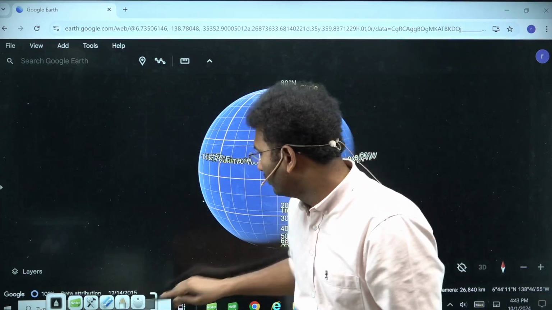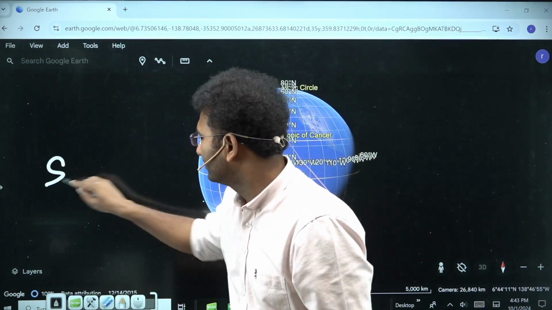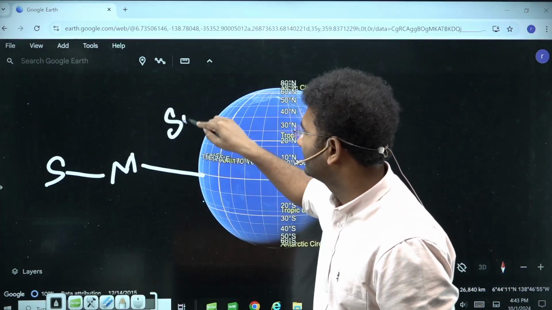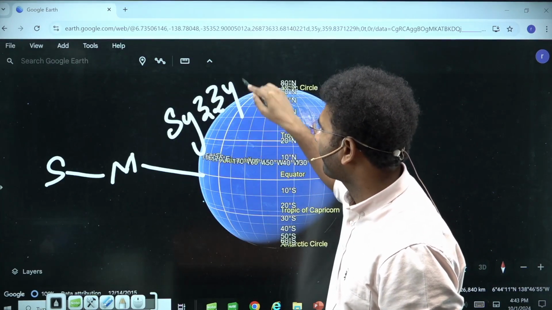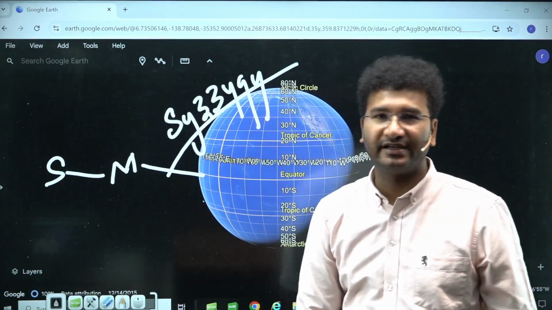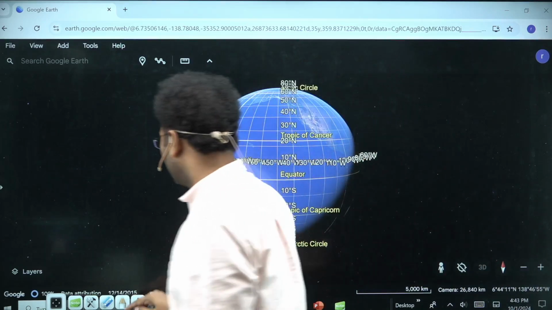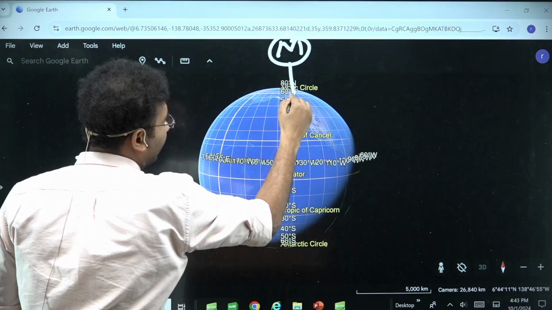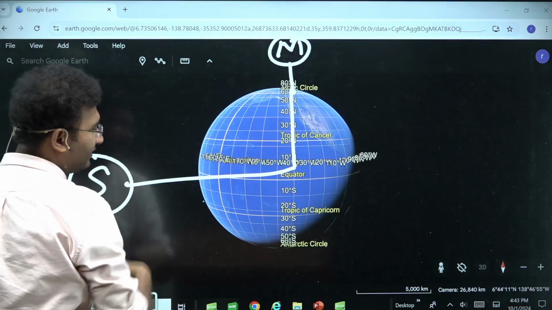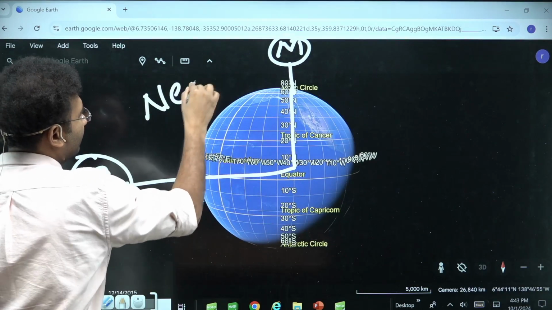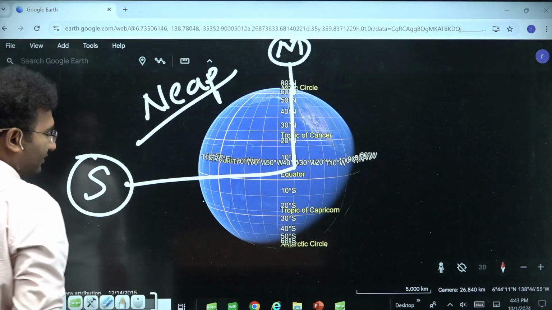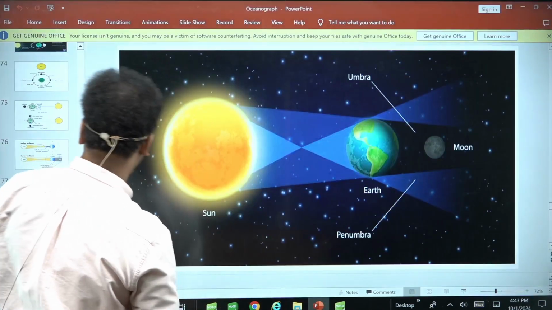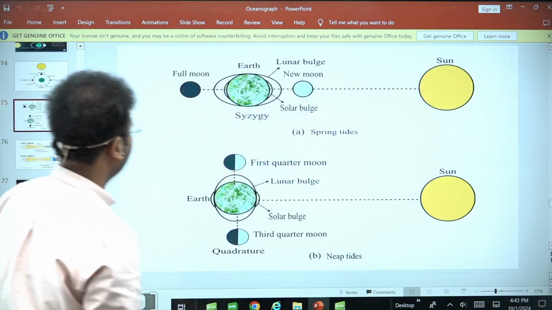If sun, moon and the earth are in a straight line, this position is called syzygy. This is called the syzygy tide. Whereas if the sun is here and the moon is here, and the angle between the sun, moon and the earth is 90 degrees, this is called a neap tide. Okay? This is called a neap tide. So let me show you the positions here.